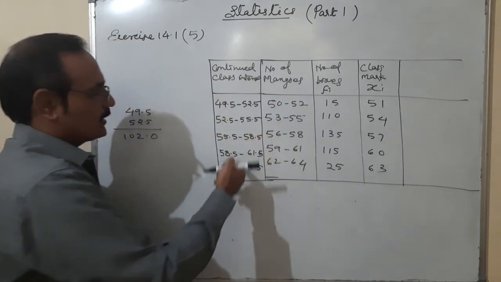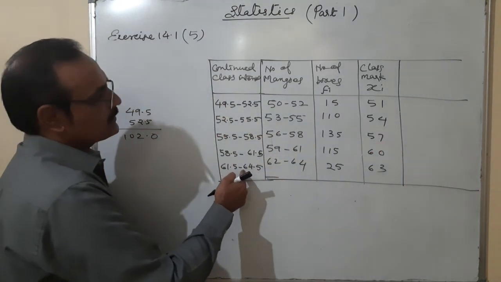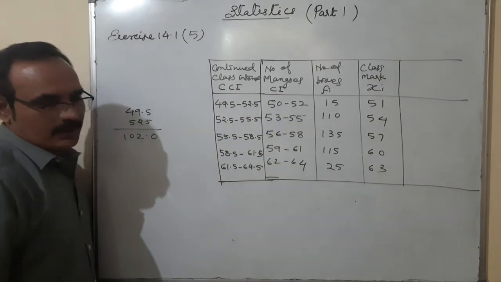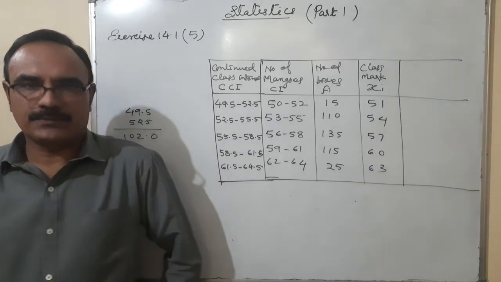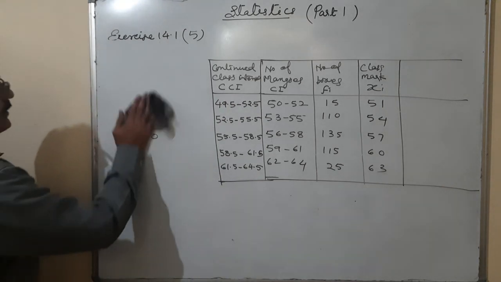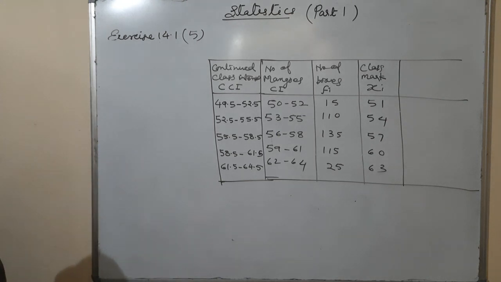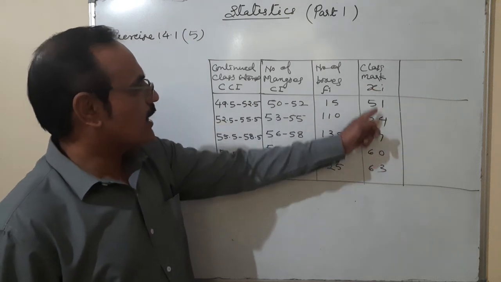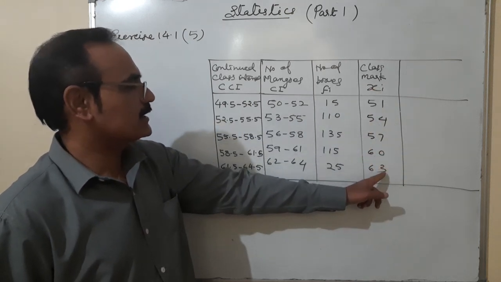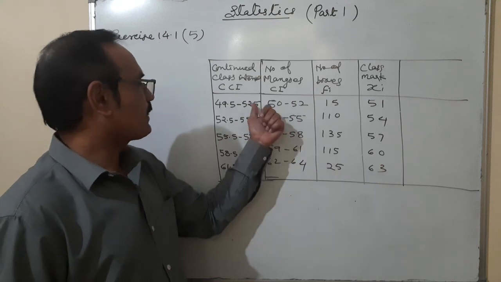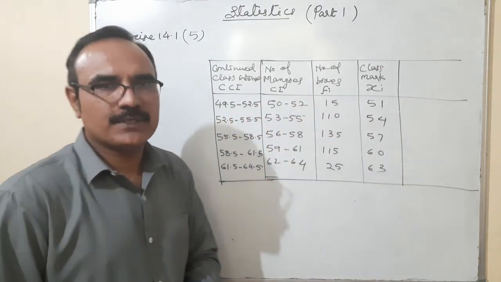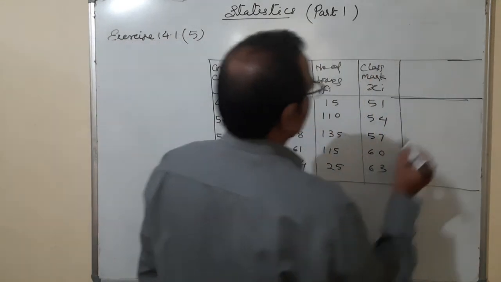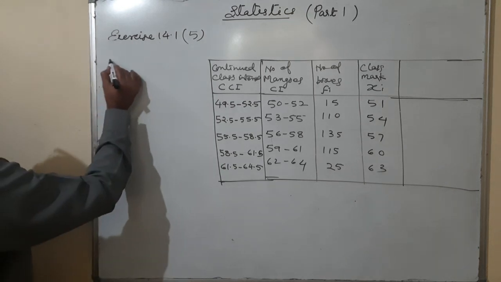Class mark can be found by this continued class interval or the class interval, but we have to use the continued class interval. So that is one, Xi. Which method am I using here? You can see that the class marks are 51, 54, 57, 60, 63, so the class width is constant. I am using the step deviation method, which is easier in calculation.